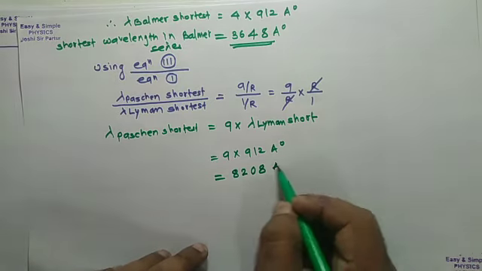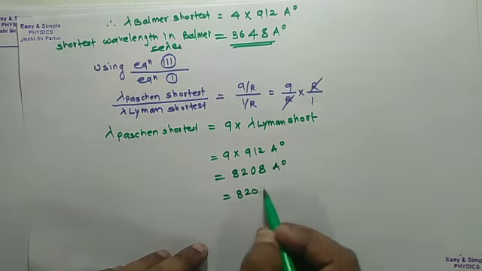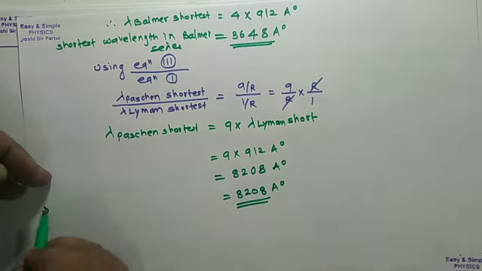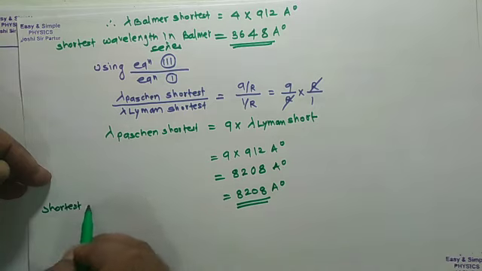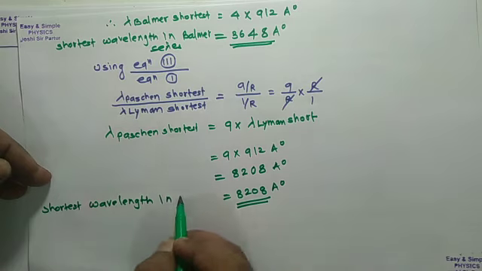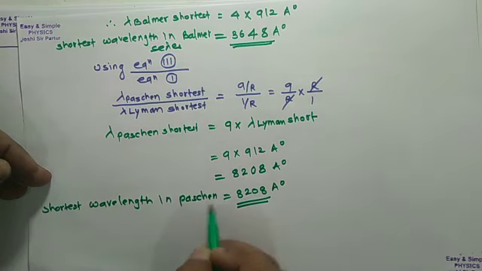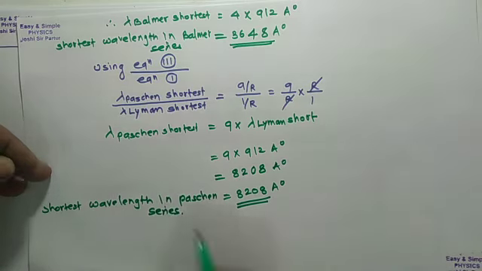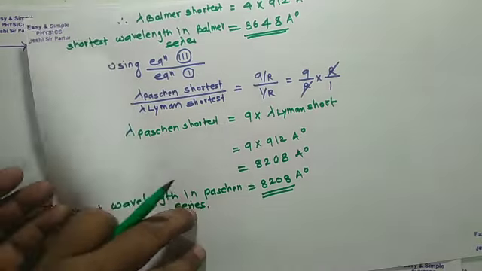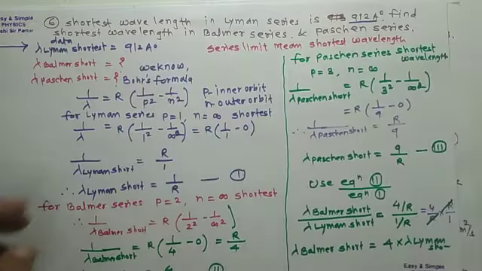So here 8208 angstrom unit, that is the shortest wavelength in Paschen series will be 8208 angstrom unit. Here we can solve another example.